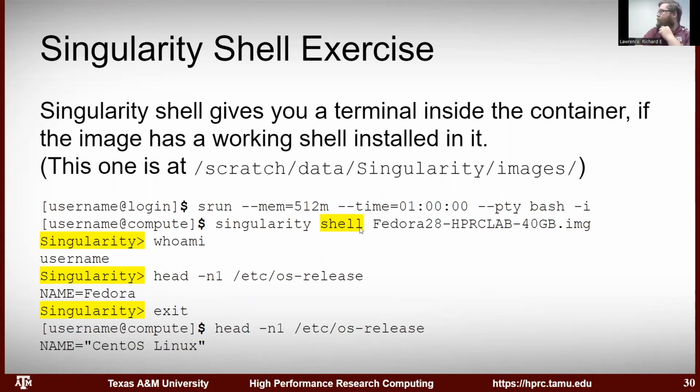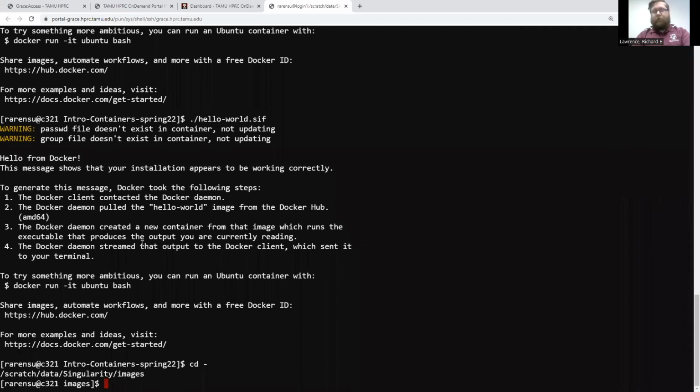So for this example, we're going to use the Fedora HPRC lab image. The .img format is from an older version of Singularity, but it still works. And so the command is singularity shell, name of the image file, and that will give you a new prompt. The prompt will change. It will say Singularity to show you that now your environment is different. So let's give that a try.